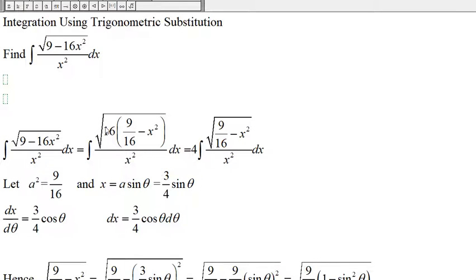The square root of 16 is 4, so we can go ahead and move the 4 and place it in front of the integral sign. And then we have this right here, the square root of 9 over 16 minus x squared. And this is the form of a squared minus x squared.